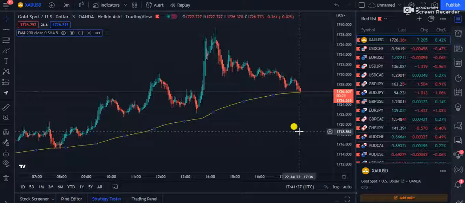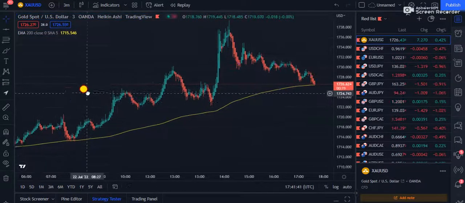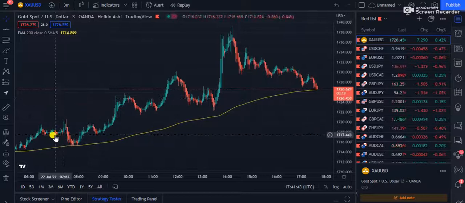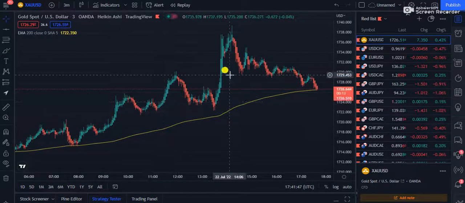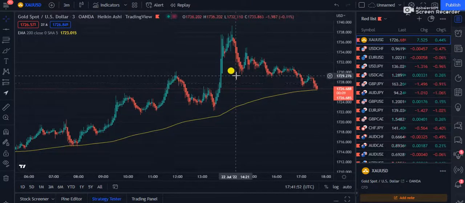In general, if we talk about this strategy, it is very clear. As you can see on the gold 3 minute chart, throughout the day the overall market was above the 200 EMA, so it means that's a bullish trend.